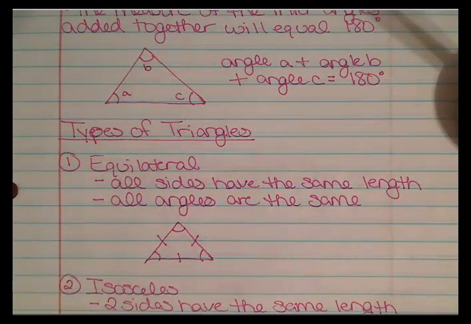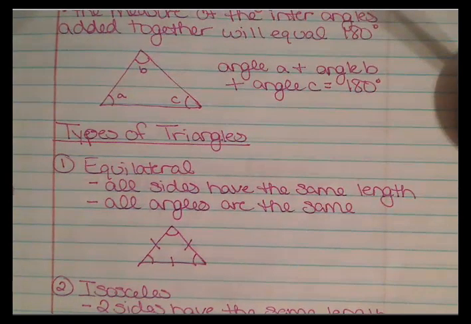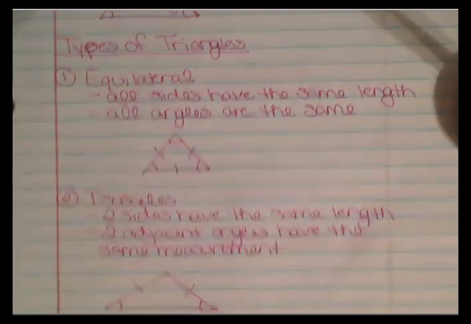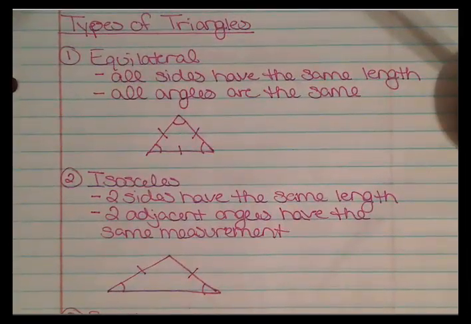Okay, let's look at number 2. The second type of triangle is known as an isosceles triangle. These have two sides that are the same length, and the two adjacent angles have the same measure.